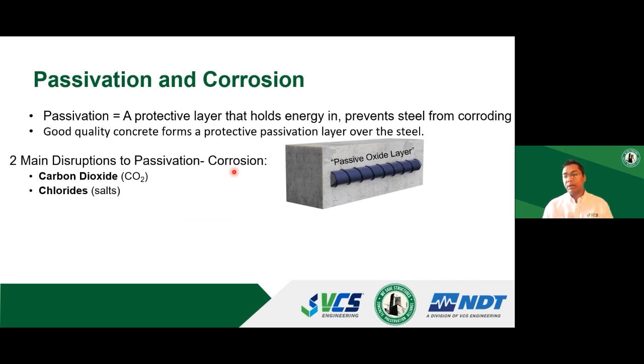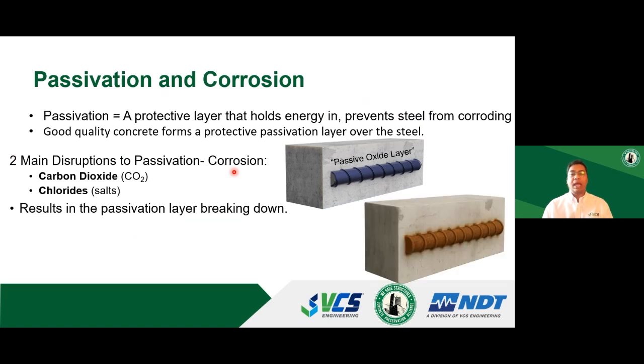Let's say if chlorides get in because of de-icing salt or marine exposure, or carbon monoxide or dioxide gets in because of vehicle emissions or industrial exposure sites, then it will try to destroy that passive film. These two species will depassivate the steel or destroy that passive oxide film that was initially formed in the good quality concrete. And as a result, you start having rust on the rebar. This is where corrosion happens because of these two species.